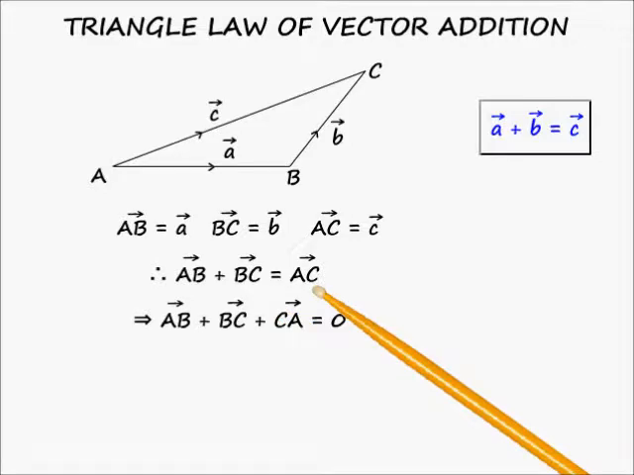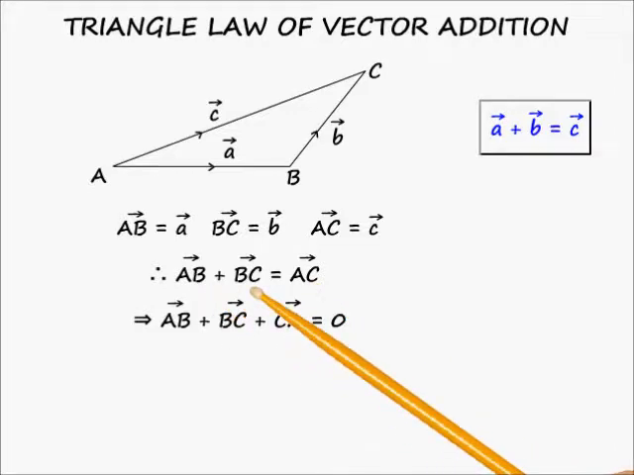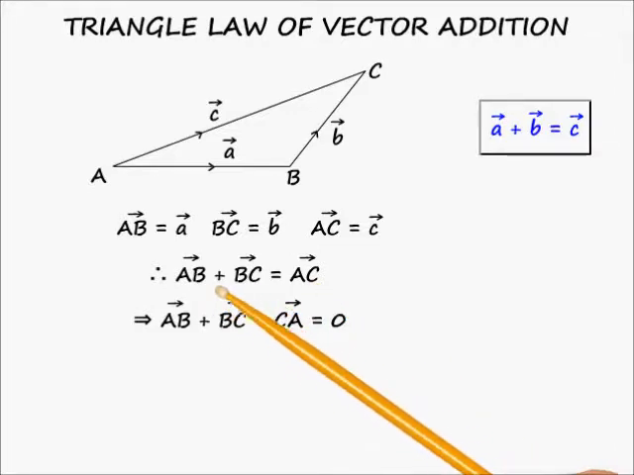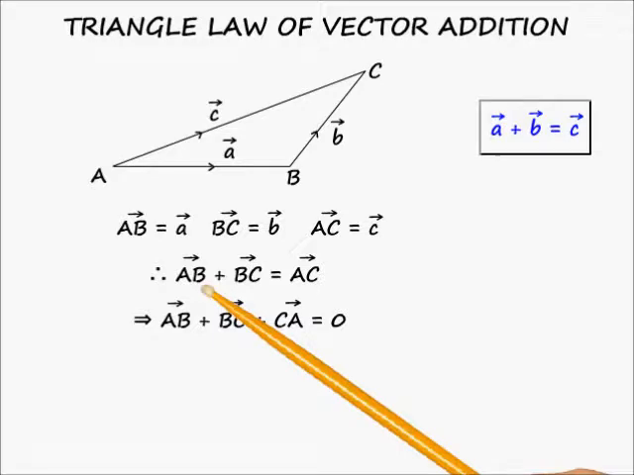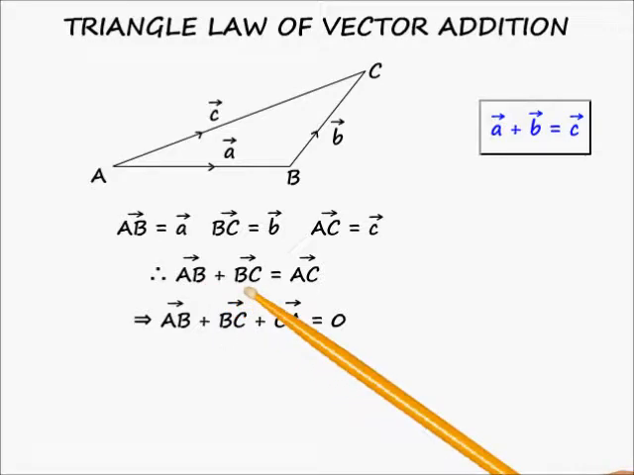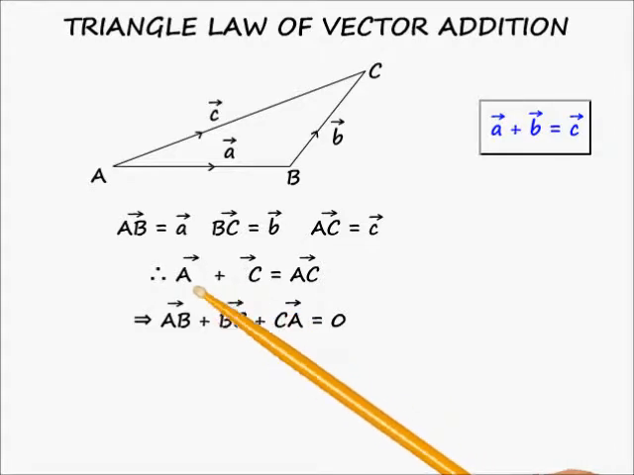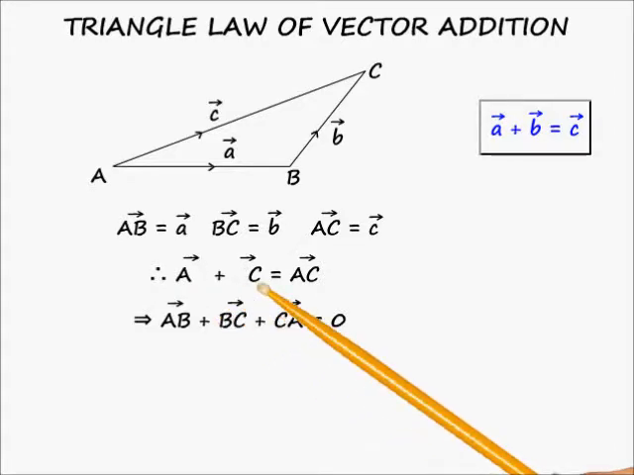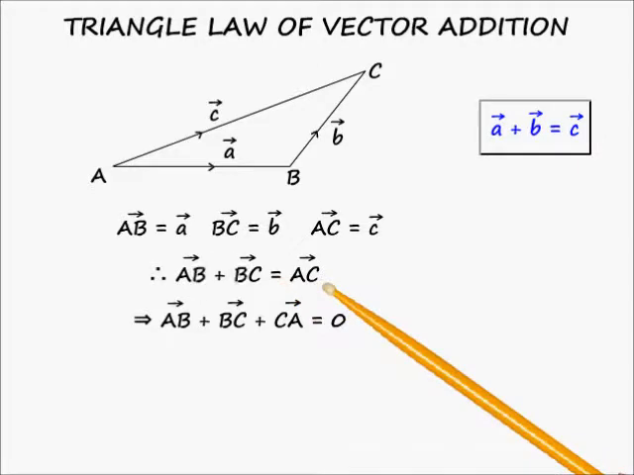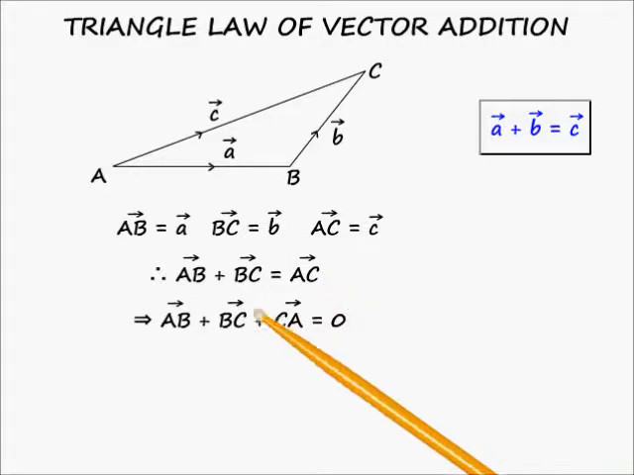There is an easy method for remembering this. To find the sum of AB and BC, we just erase the terminal point B of the first vector and the initial point of the second vector, which is also B. What we get is AC, which is actually the sum of AB and BC. From the triangle law of vector addition, we may conclude that three vectors representing the sides of a triangle taken in order will have their sum equal to 0.